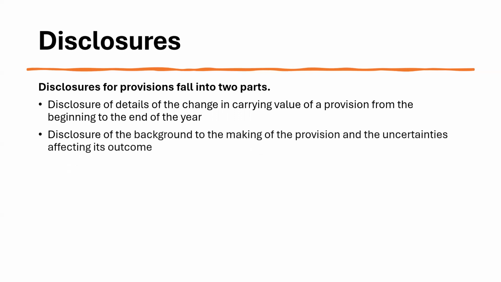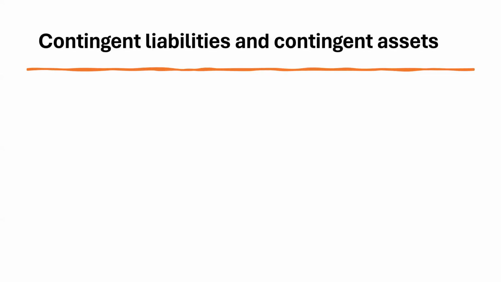Okay, disclosure of the background to the making of the provision and the uncertainties affecting its outcome. At the beginning of the year, management would have an assumption that things will happen this way. Then within the year, things happen otherwise. At the end of the year, scenarios to the effect of the provision may change. That would trigger management to disclose the effect of that provision to the financial statements.